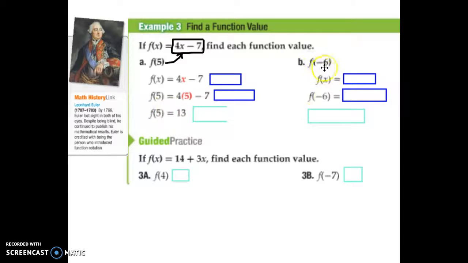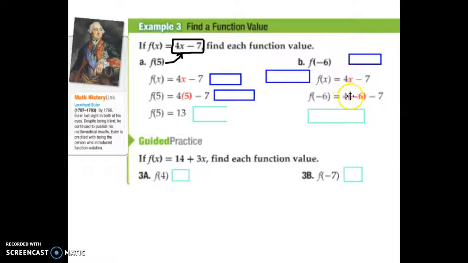This one tells me to do the function of negative 6. It says plug in negative 6 in your machine. Tell me what number comes out. So I'm going to plug in negative 6 wherever I see an x. So I'm going to plug in right there. 4 times negative 6 is negative 24. Subtract 7, negative 31.